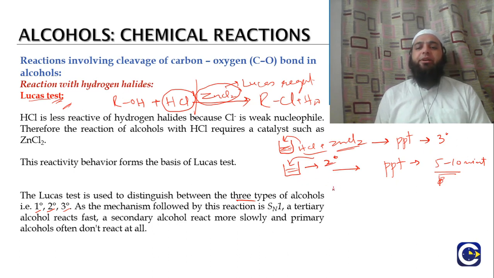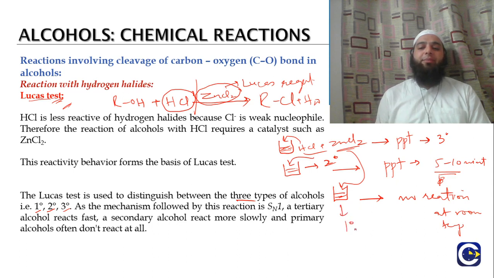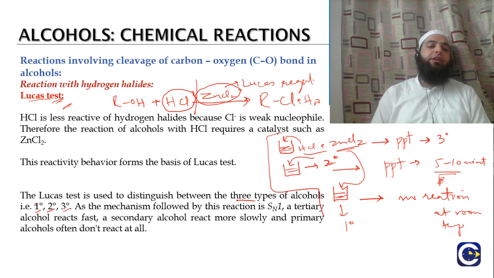And if we take an unknown alcohol and add the same reagents to this alcohol, and no reaction takes place at room temperature, then this alcohol will be a primary alcohol, because primary alcohols are not reactive to the Lucas reagents in normal conditions at room temperature. Yes, if we increase the temperature, then we are forcibly reacting these two species. So this is what the Lucas test actually is. The reactivity of different alkyl halides towards the Lucas reagents determines the type of alcohol. This test is used for the identification of the three types of alcohols.